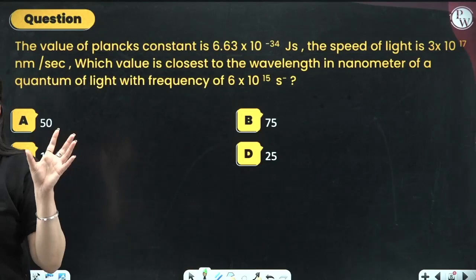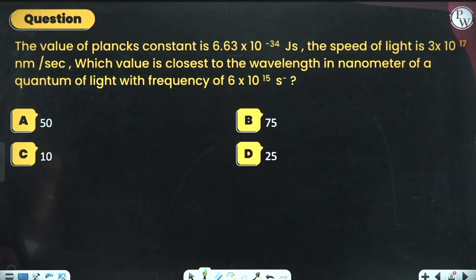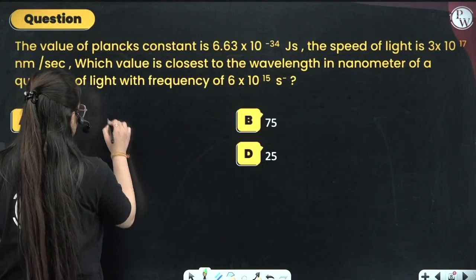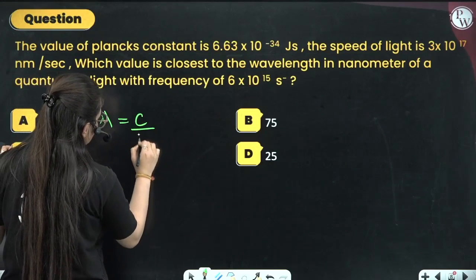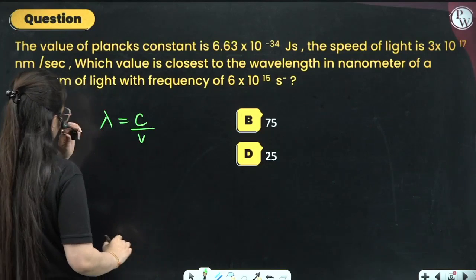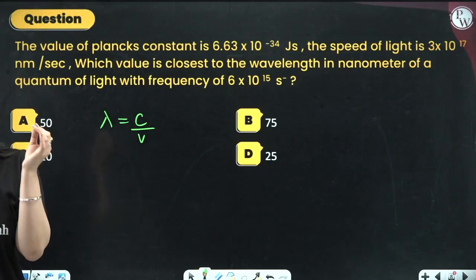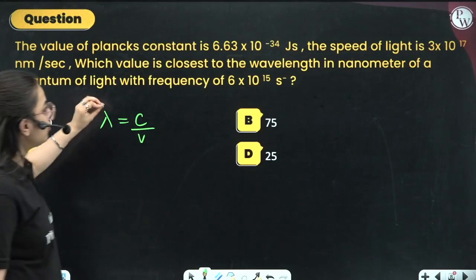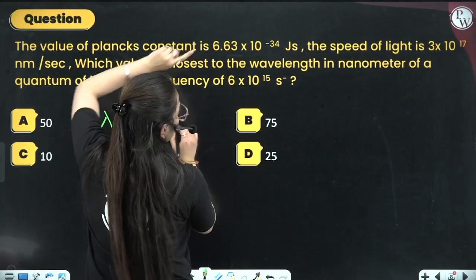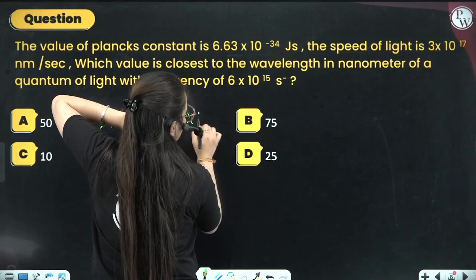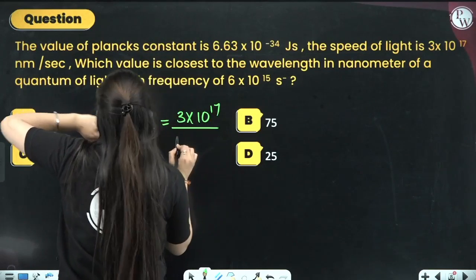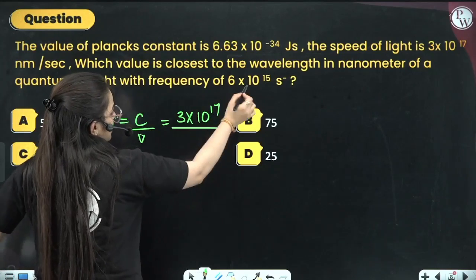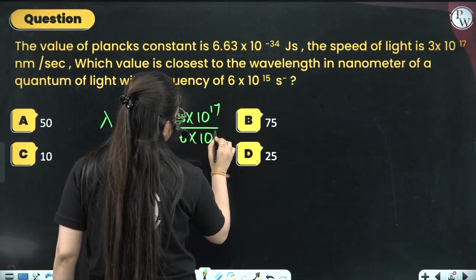Now, if you remember, there is a very general formula that is used over here. Lambda is equals to C by V. Very simplest formula, students. How you are going to apply it? See, what is C over here? Speed of light, that is 3 into 10 raised to the power 17 nanometer per second. What is V? Frequency. Frequency is, ma'am, 6 into 10 raised to the power 15.